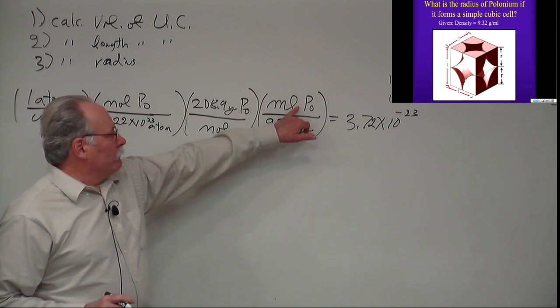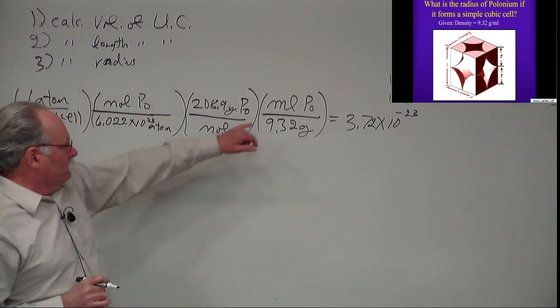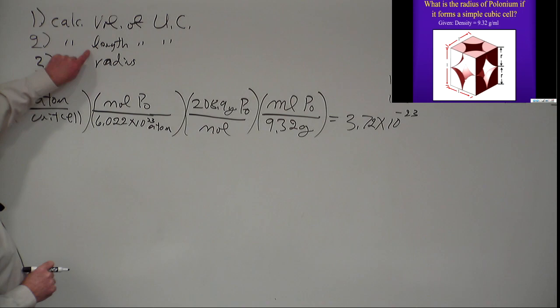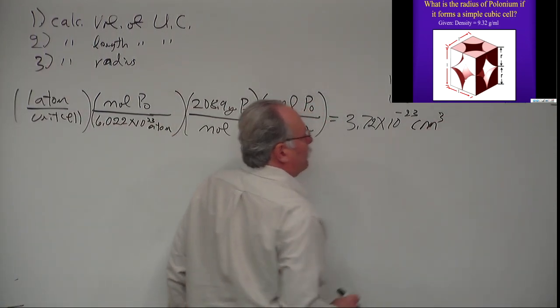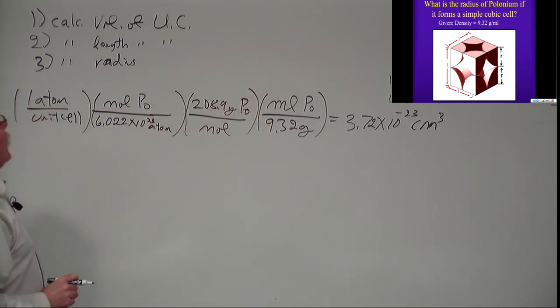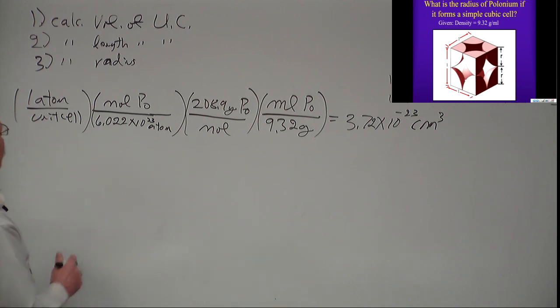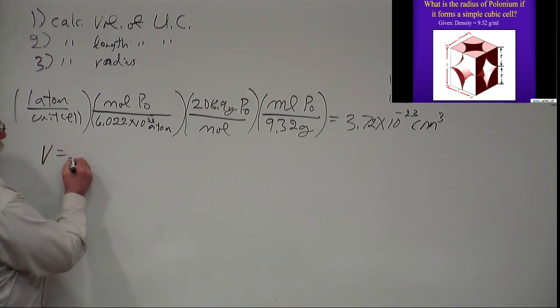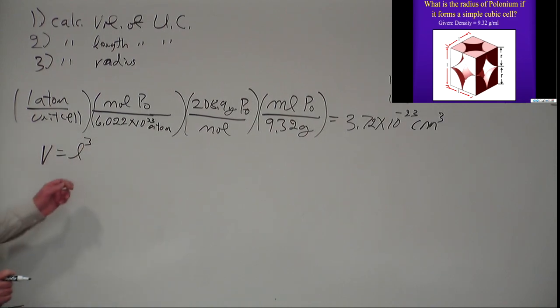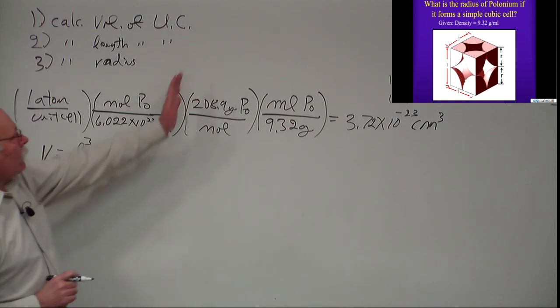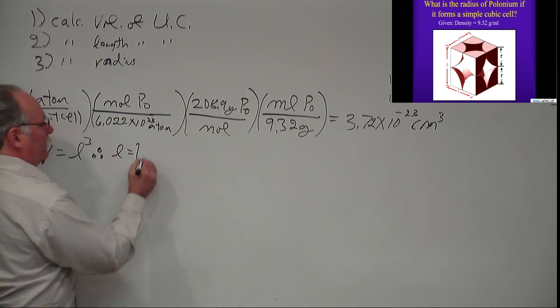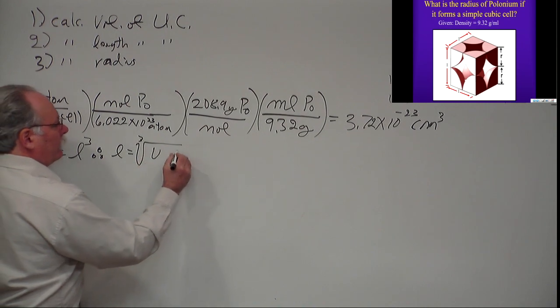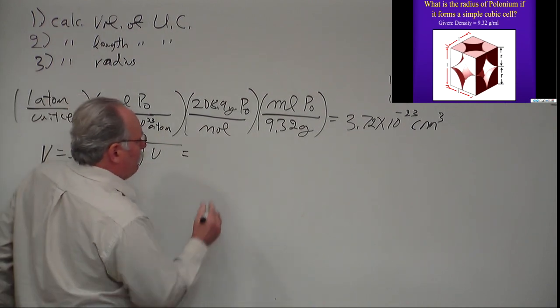And this is mils, but I'm going to convert my mils to centimeter cubed. Remember, a milliliter is a centimeter cubed, because in the next step I'm after length. So I'm just going to call this centimeters cubed, which is the same thing as milliliter. Now, for a perfect cube, the volume is the length cubed, because each of the sides are the same. So we're calling L the sides of each one. Therefore, the length is the cube root of the volume.